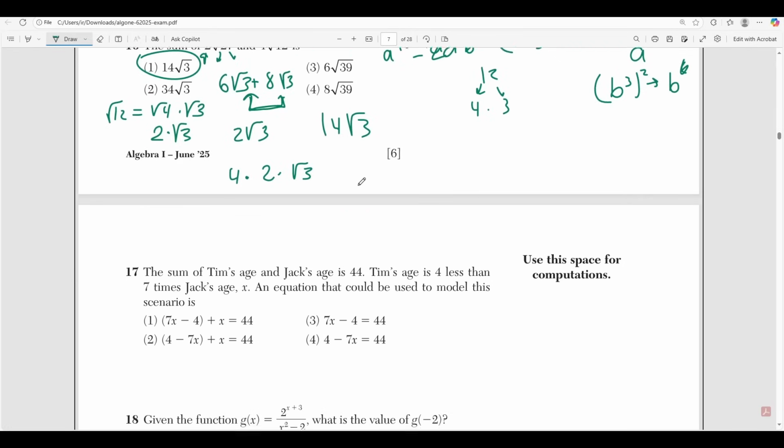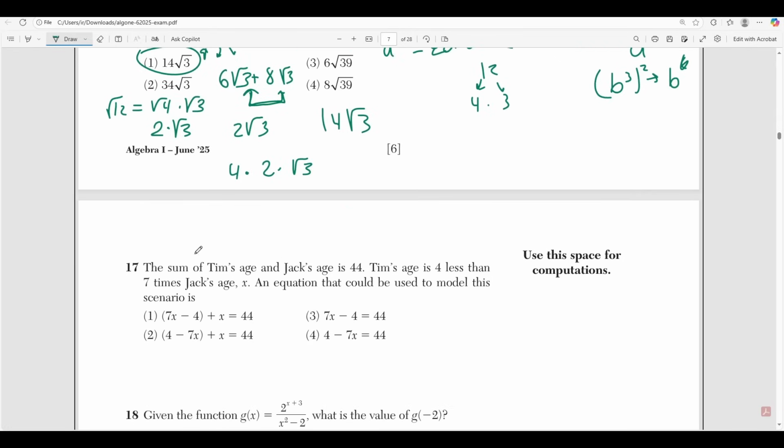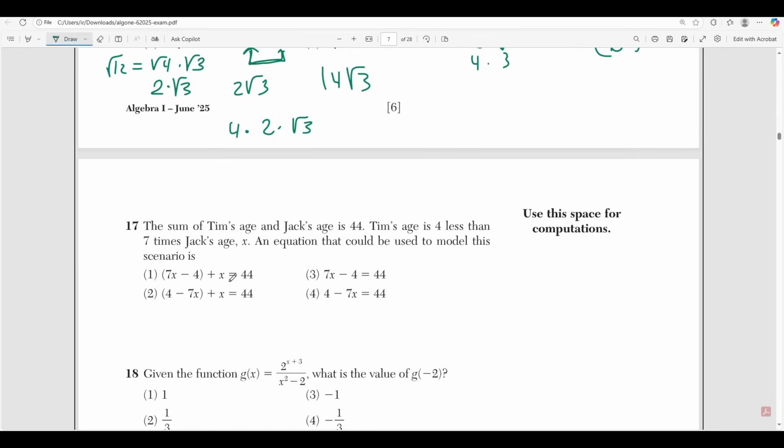Number 17 says the sum of Tim's age and Jack's age is 44. Tim's age is 4 less than 7 times Jack's age, which is x. So let's say that Tim's age is t, and we already know that Jack's age is x. We know that Tim and Jack's ages combined is equal to 44 years. But we know that Tim's age is, whenever you see is, that means equals.